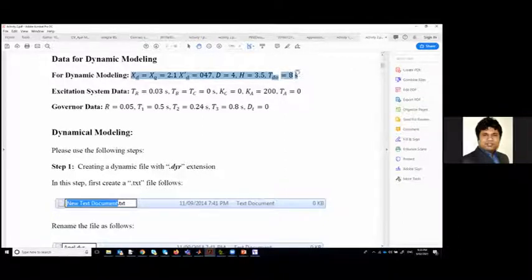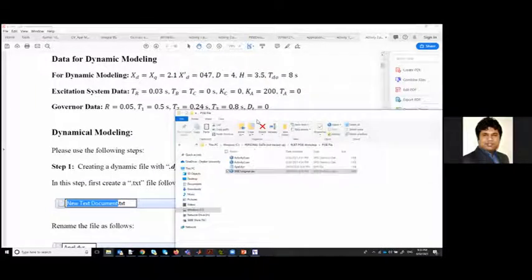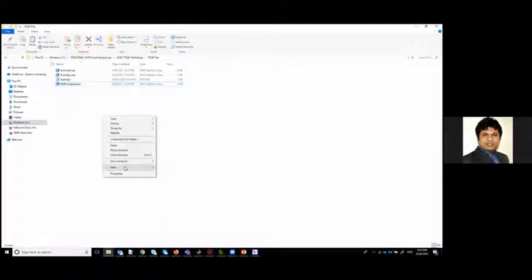So how do we do the modeling? When we do the modeling, we create a file called a DYR file. How do we create it? If you right click and go to new and put a text document, let's say I put it through it.